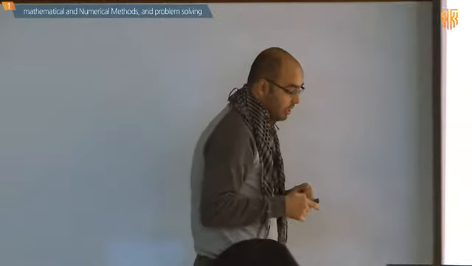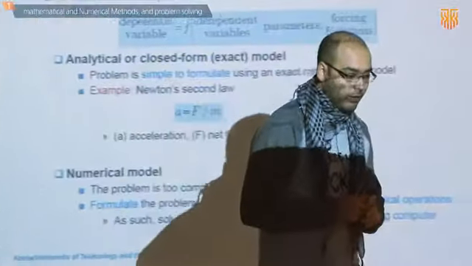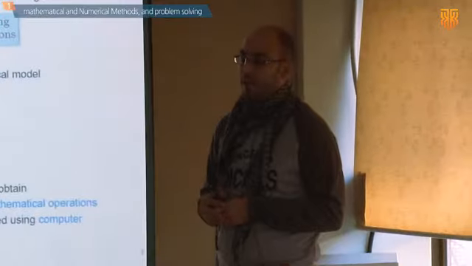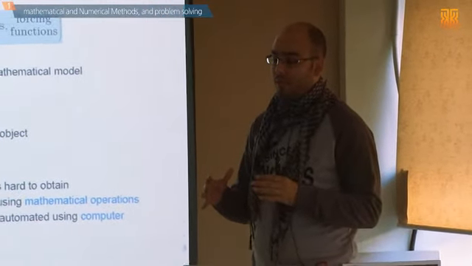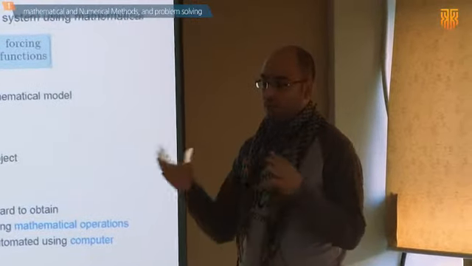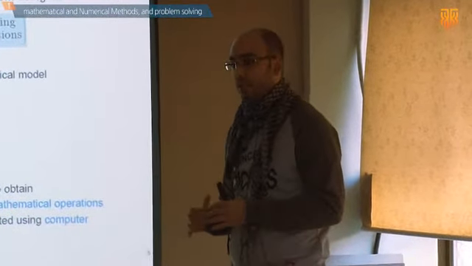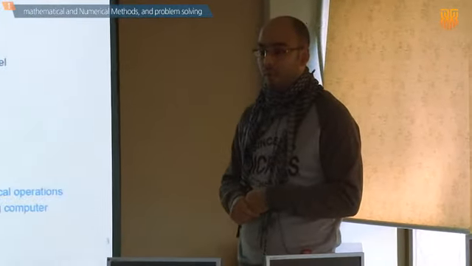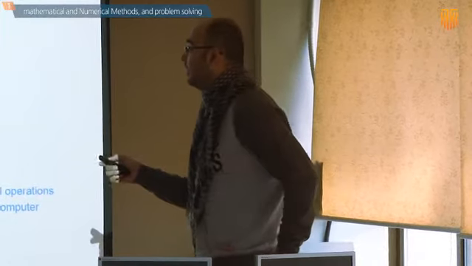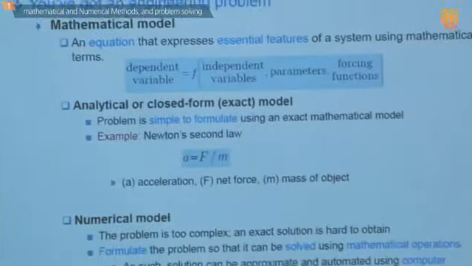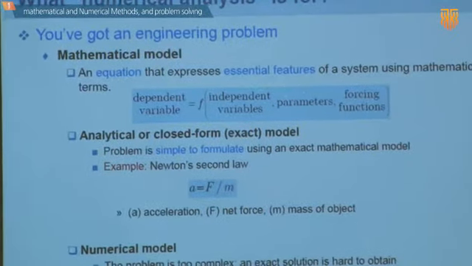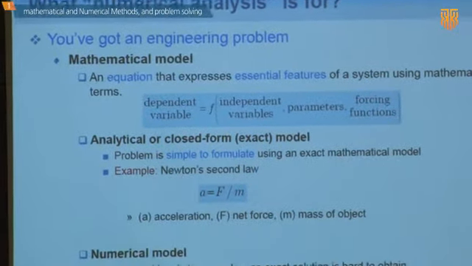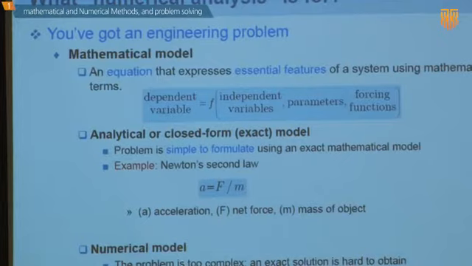For example, if you have some problem, like you want to represent a general or natural phenomenon, in the computer or on paper or in a book, you can use a mathematical model. A mathematical model is an equation with terms that express essential features. Essential features means these features can be represented using variables in this equation.